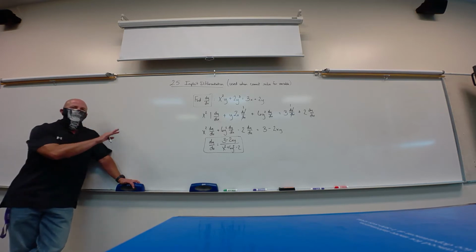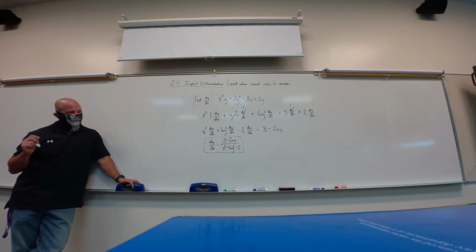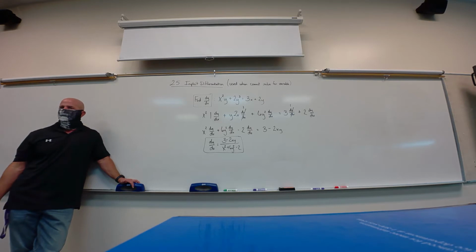Okay. The only thing that's changed now is that if I want the slope of a tangent line at a particular point, I need both the x and the y value, because there are both variables in the derivative.